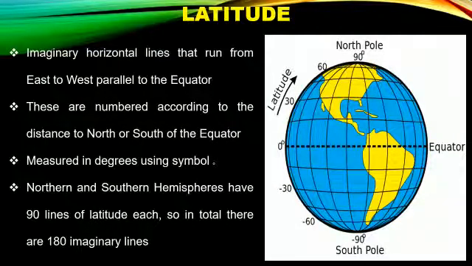Coming on to the latitude lines. Now latitude lines are the imaginary horizontal lines that run from east to west parallel to the equator. These are numbered according to the distance to north or south of the equator. It is also measured in degrees. Northern and southern hemispheres have 90 lines of latitude each. So in total, there are 180 imaginary latitude lines.